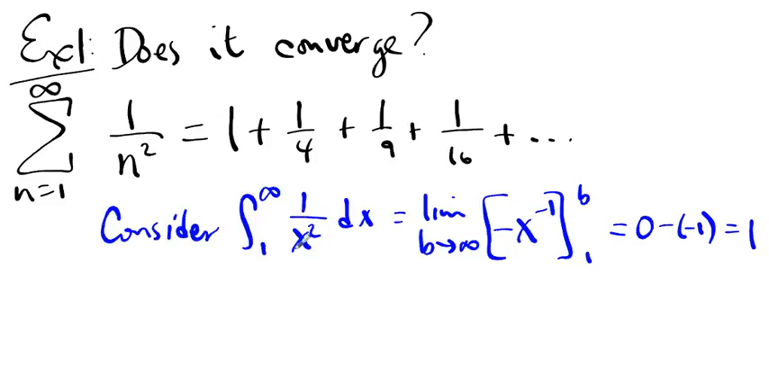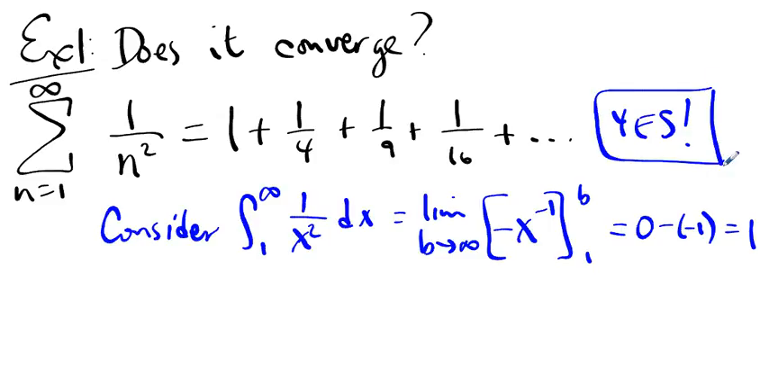Because this integral converges, this sum converges. Now, we should note, this series does not converge to 1. Obviously, this series is clearly bigger than 1. But because this integral has a sum, this series has a sum. Okay? Okay. Your turn. I'll wait.